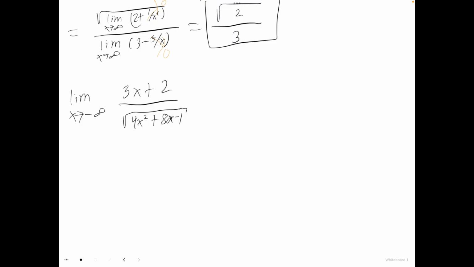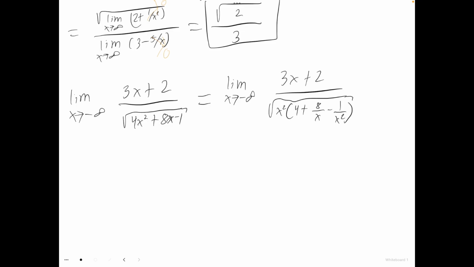Okay, so now, in this case, we're going to do the same thing. We're pulling stuff out of the radical on the bottom now, though. So we have the limit as x goes to negative infinity. We're going to leave the top alone. We're going to factor an x squared out. You factor the highest power out of the radical. So we factor x squared out, and then we have 4 plus 8 over x minus 1 over x squared, which becomes the limit as x goes to negative infinity of 3x plus 2 over the square root of x squared times the square root of 4 plus 8 over x minus 1 over x squared.